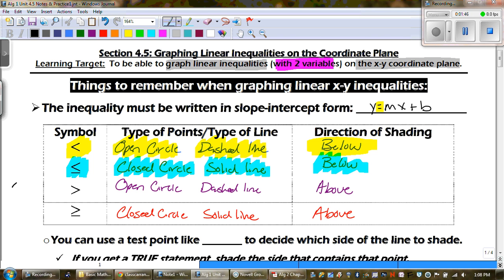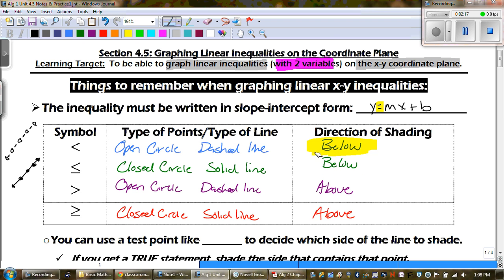Okay, before, when we graphed, solid, and those are our closed points, okay? Now what we're going to be doing is we're going to have open points, and our line is going to have dashes in it. And those are the two main differences of the types of graphs that we're going to be doing today. Okay?